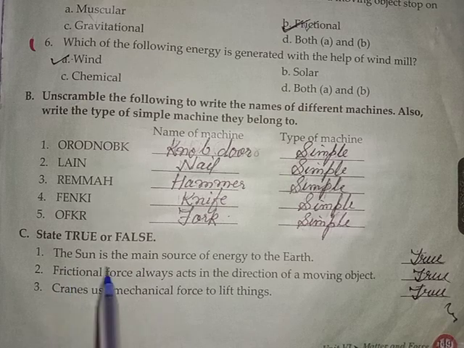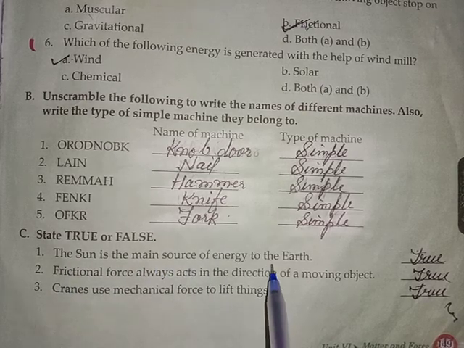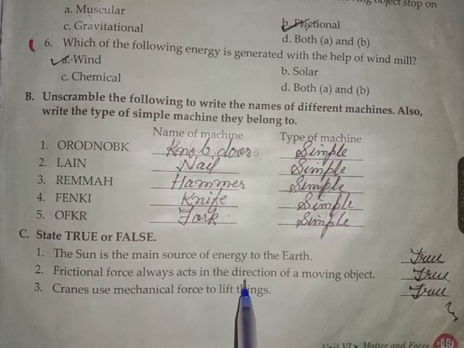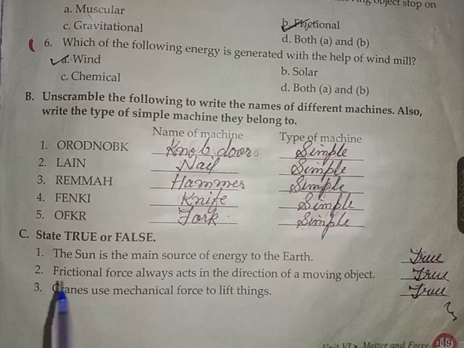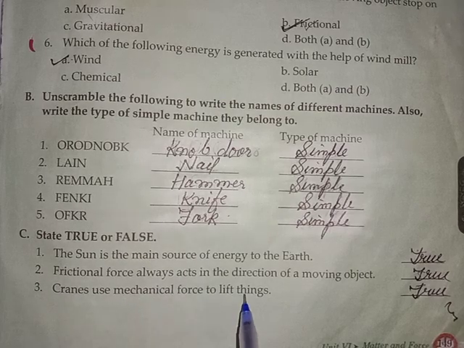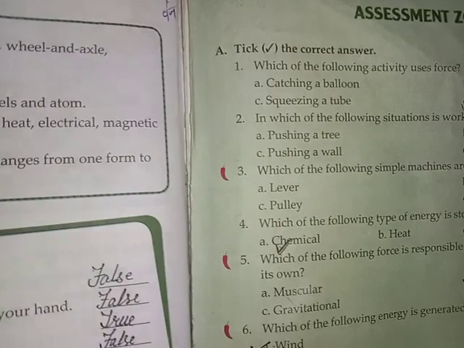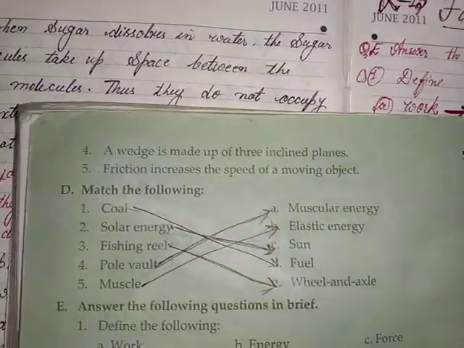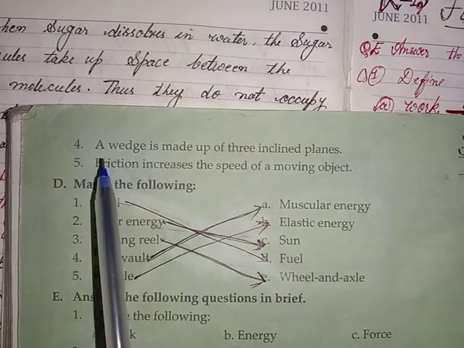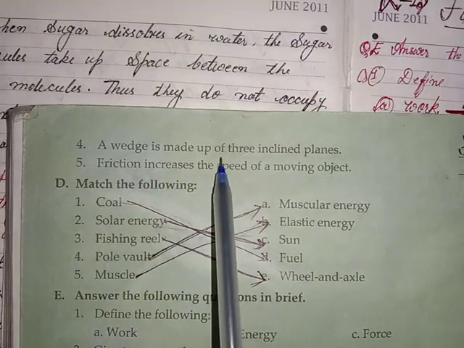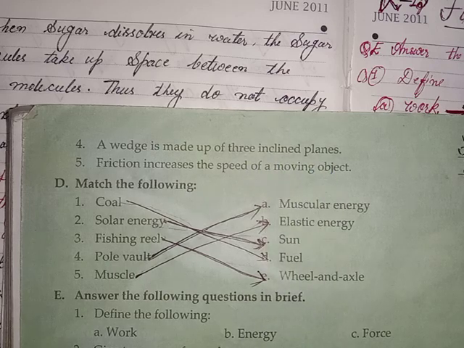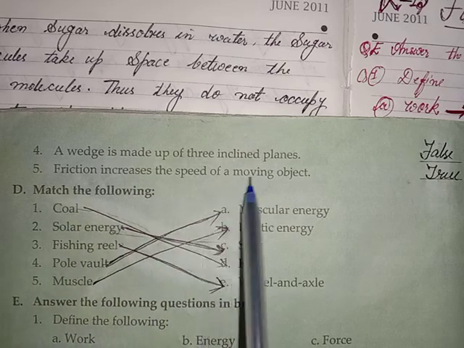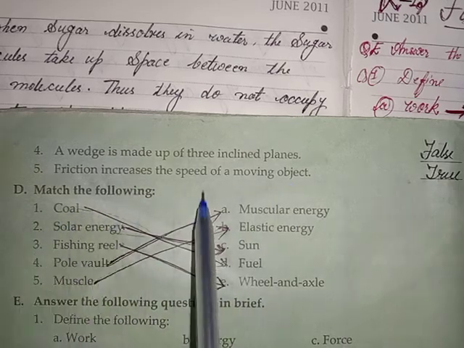C. State true or false. The sun is the main source of energy to the earth. True. Second, friction force always acts in the direction of a moving object. True. Third, cranes use mechanical force to lift things. True. Four. A wedge is made up of 3 inclined planes. False. Five. Friction increases the speed of a moving object. True.